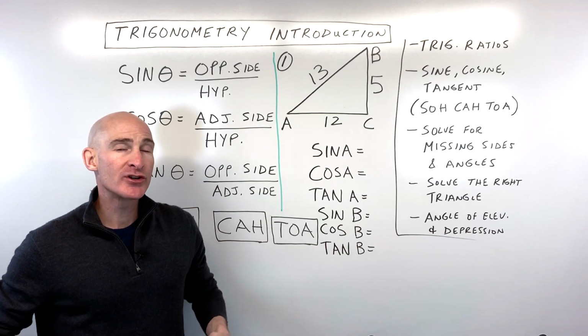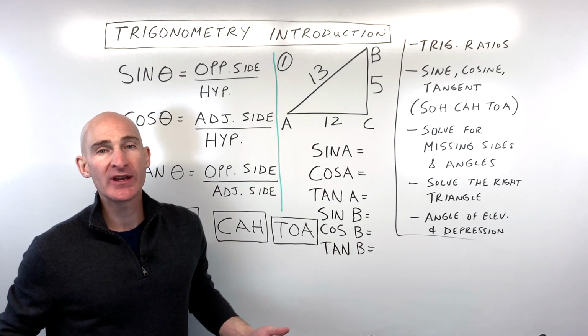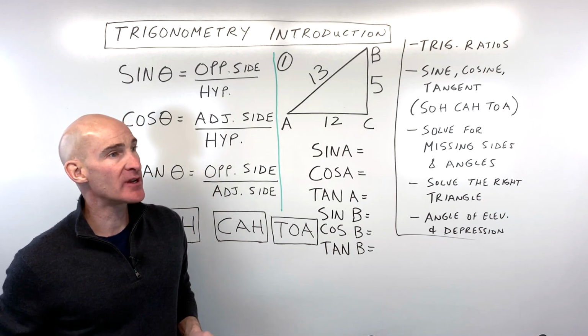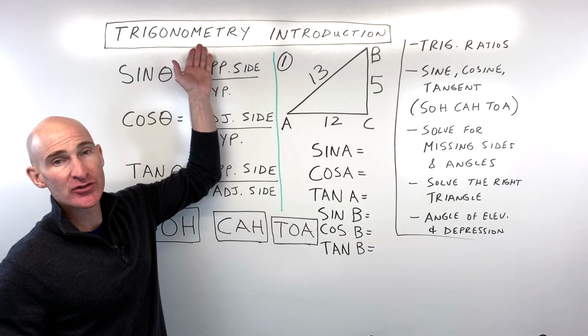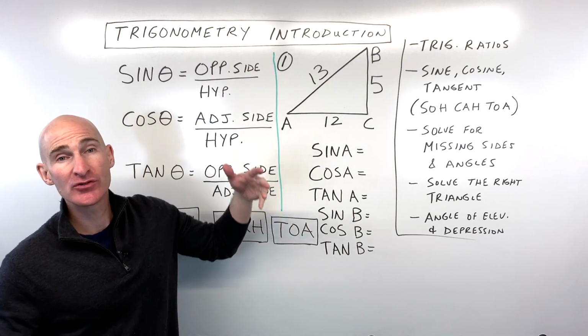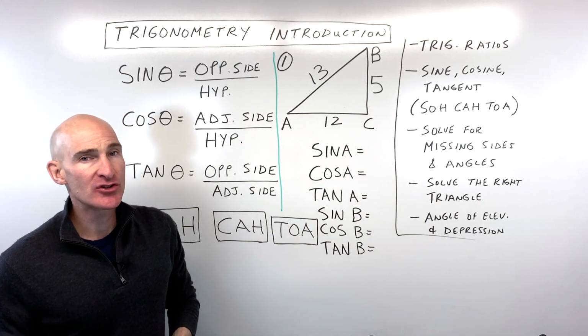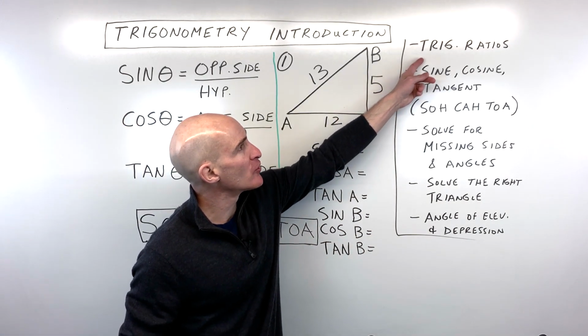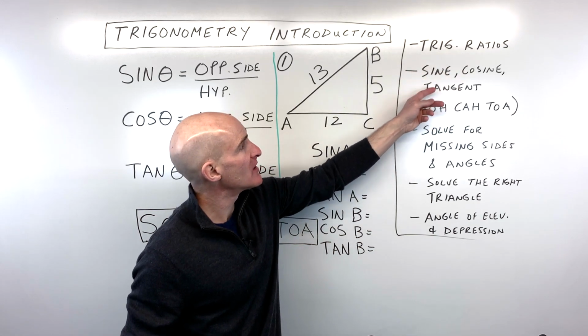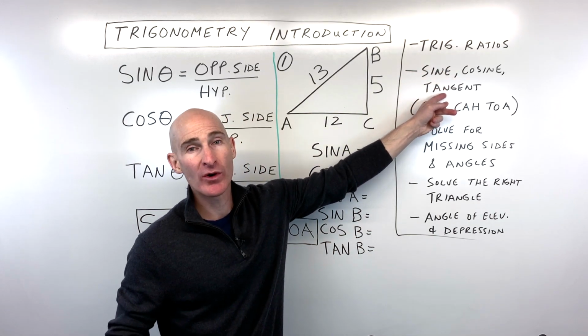In this lesson, we're going to talk about an introduction to trigonometry. So what exactly is trigonometry? Well, trig refers to triangle. Metry refers to the measurements in a triangle, the sides of the triangle, the angles in a triangle. And what we're going to go through is the trigonometric ratios, the sine, cosine, and tangent, and what those mean.